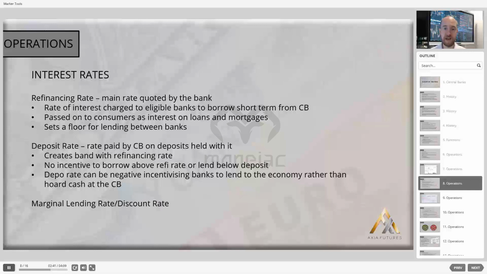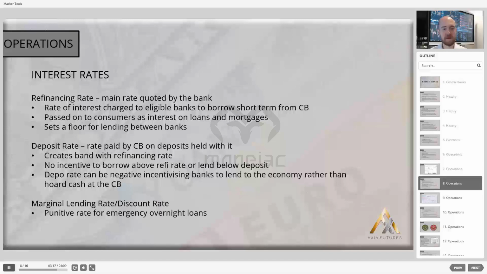What can happen in some circumstances, particularly the European Central Bank at the moment, is they've actually lowered their deposit rate to negative. What this does is it basically makes it punitive to hold money at the central bank. You're getting negative interest on your money, so you're effectively paying the bank to hold your money there. Therefore, you're better off to take it out and lend it into the economy than you are to hoard cash. And that's why lowering the deposit rate can actually increase lending in the economy.